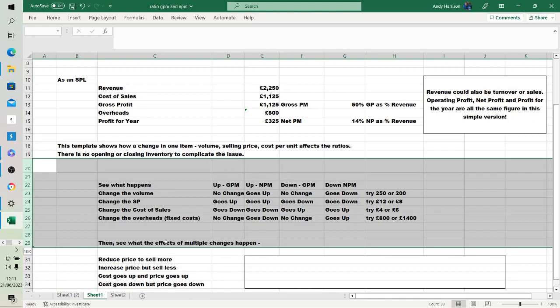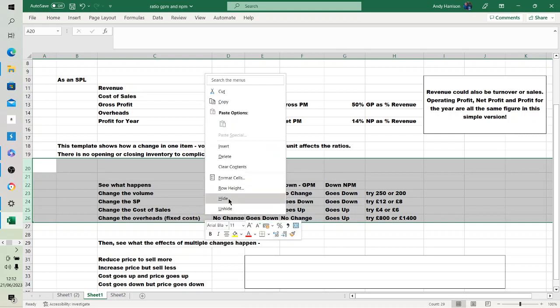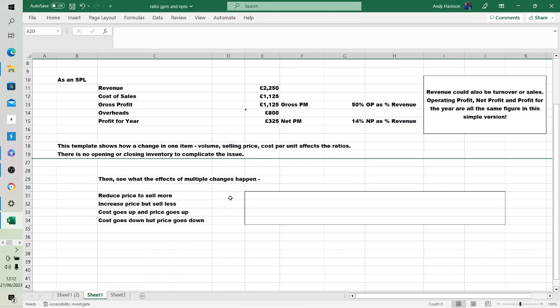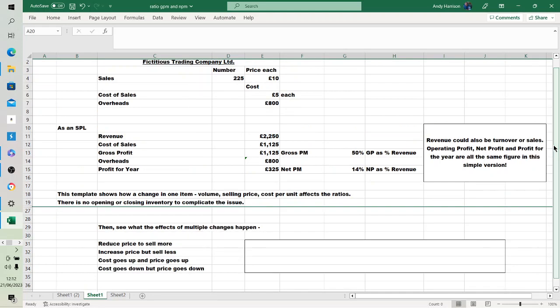I'll get rid of, well, not get rid of it, but very slow connection. I'll hide it, and we'll be able to see what happens with multiple changes. Remember, the ones that we've just done were one single change.